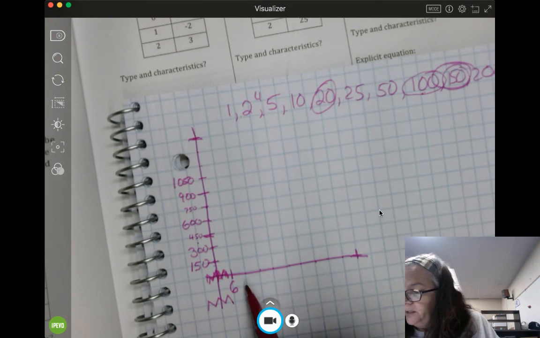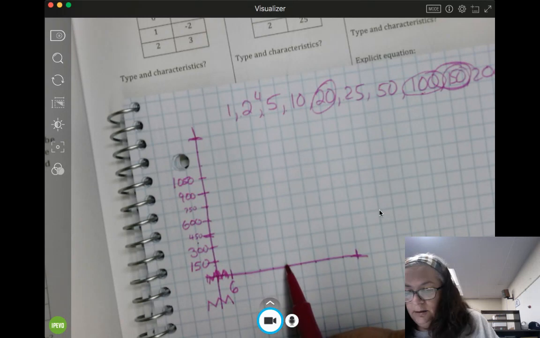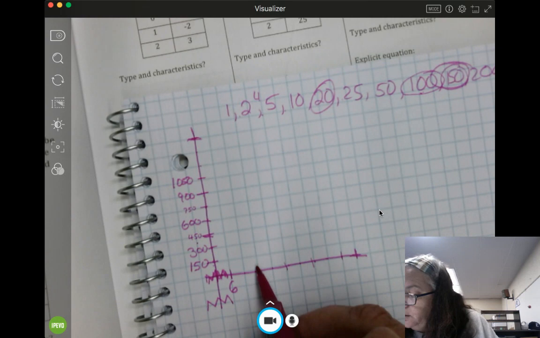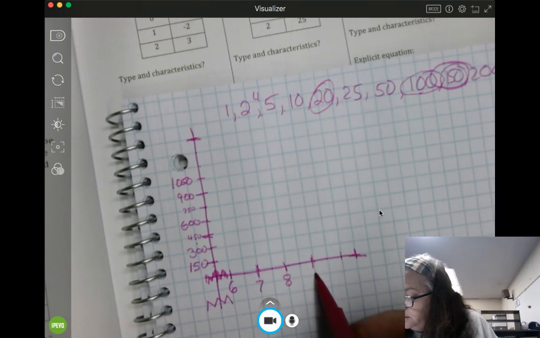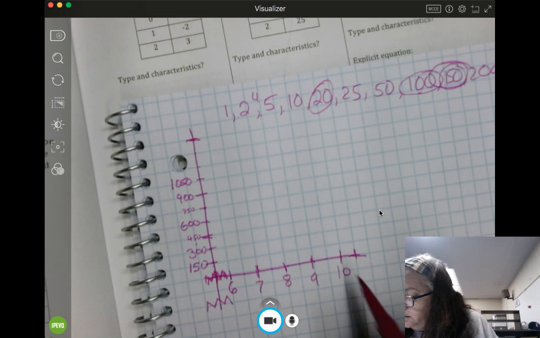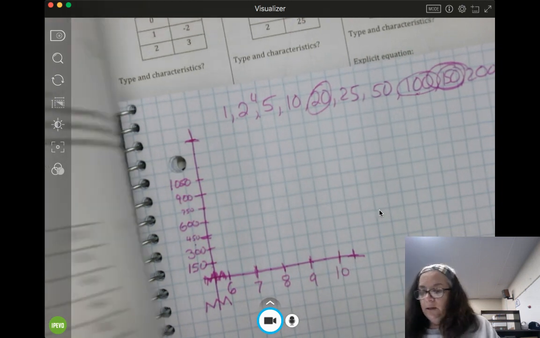Now, how many do I have? 6. Can I go by 2s? 8. Can I go 6, 7, 8, 9, 10? Yeah, why not? I'm going to spread it out. 7, 8, 9, 10. So now I'm going to graph my pairs.